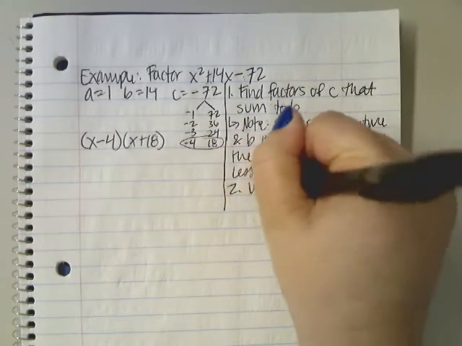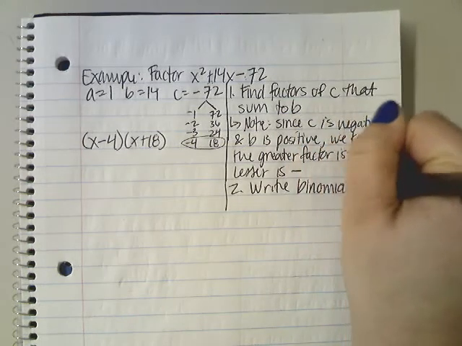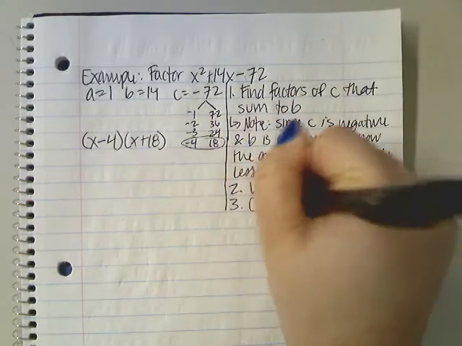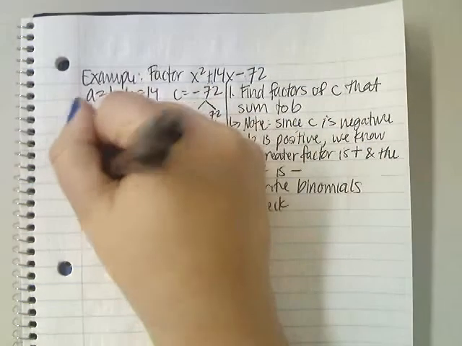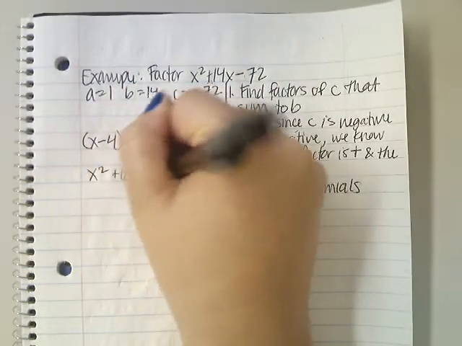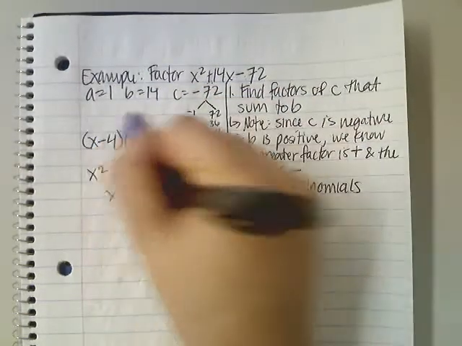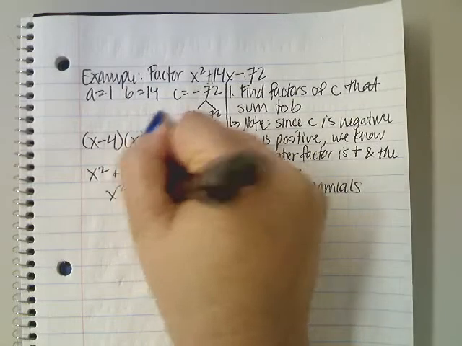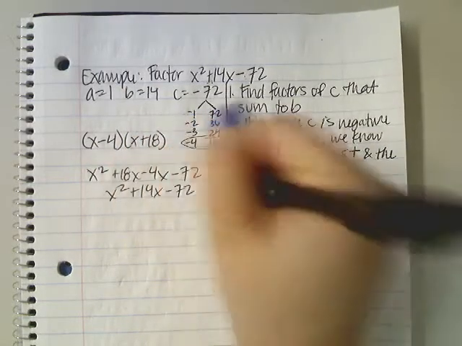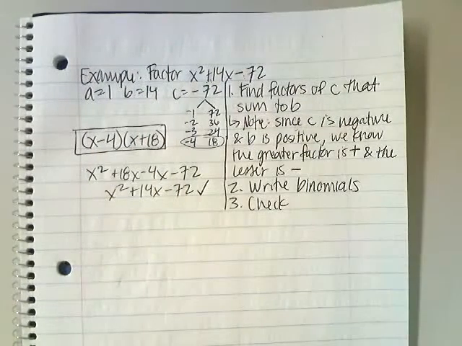My step 2, sorry, I skipped this. I wrote my binomials, just like we practiced in the last example, and then I can check this just to be sure. So if I use my FOIL method, I get x squared plus 18x minus 4x minus 72. I combine like terms, I get x squared plus 14x minus 72.